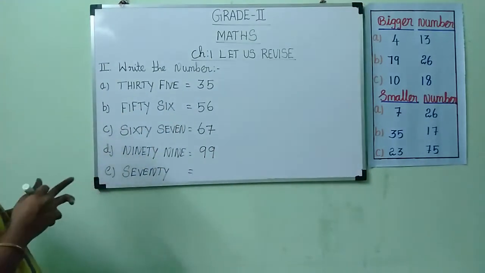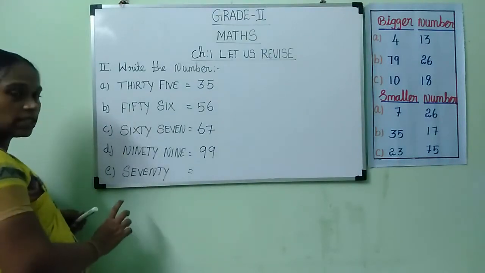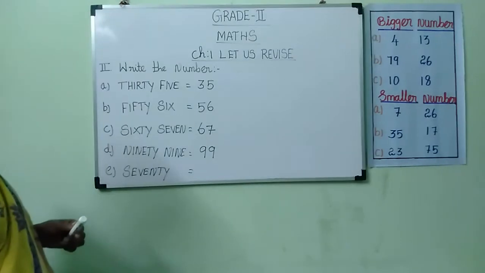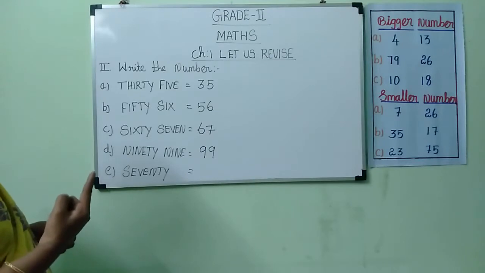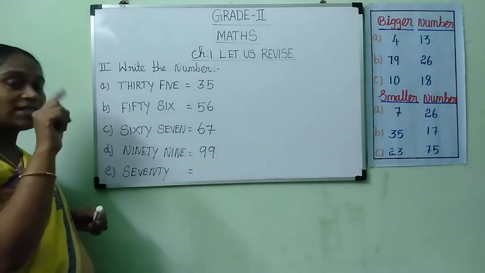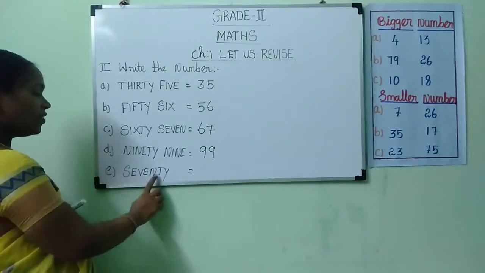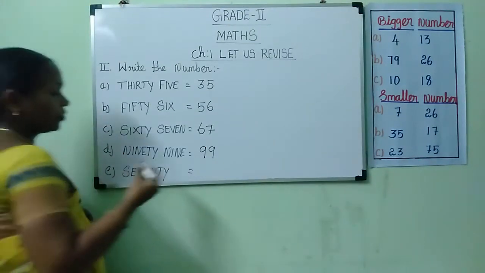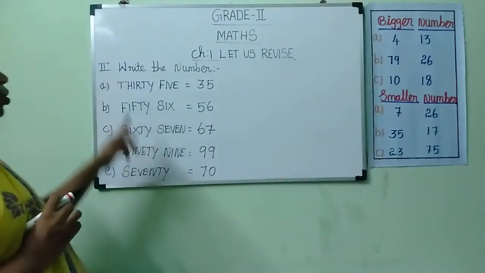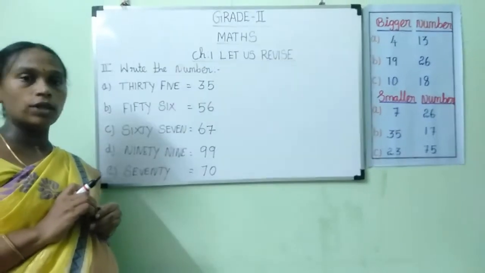The last one, Seventy. What is this? Seventy. 70. How to write 70? 17? No. So 70 is 70. 17 means 17. 70 means 70. Are you clear, children? How to write the second Roman? Okay. Check the answers in your worksheet, children.